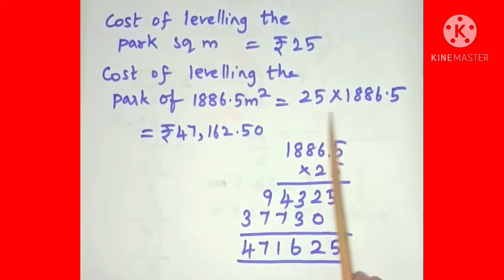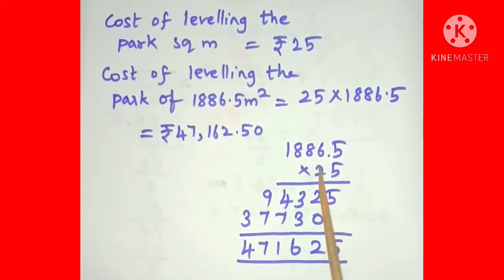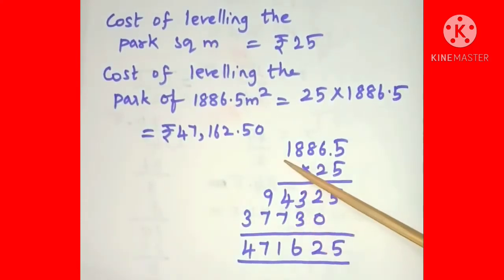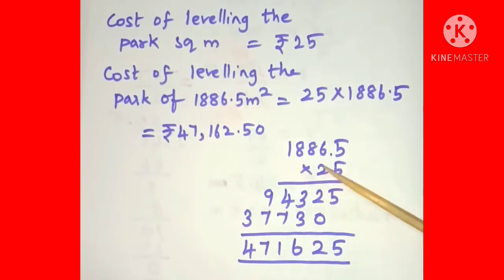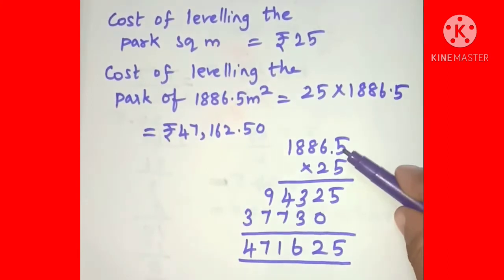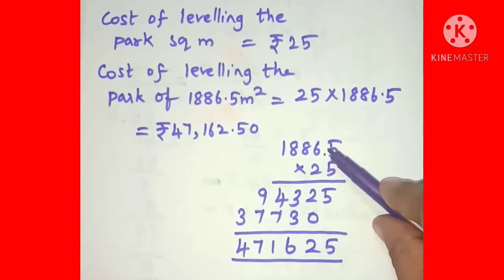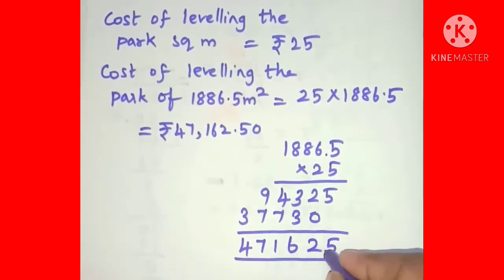Now we know how to multiply these two values. First multiply these two values without the decimal point. Leaving the decimal point, we have to multiply 1886.5 into 25, that is 5 into this value and 2 into this value, we get 471625. Now we have to put the decimal point. Students, we know that only one digit is after the decimal point, so we have to put the decimal point before one digit.